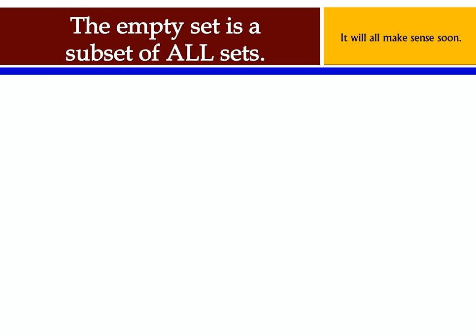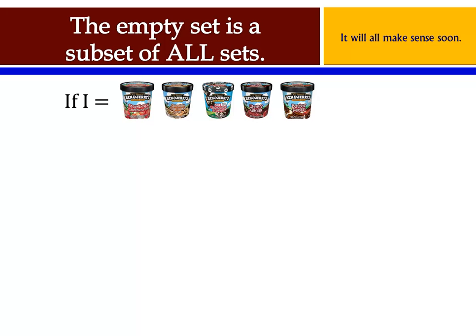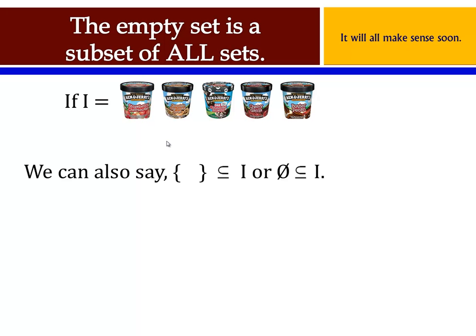Now, here's another thing. The empty set is also a subset of all sets. So if we've got a set I, which is equal to 5 flavors of ice cream, we could say that the empty set is a subset of this set I, of these 5 ice cream flavors, or that the null set is a subset of this set I. That's because the empty set, which is the same as the null set, is a subset of every single set. It can be counted as a subset of any set, that is the empty set or the null set.